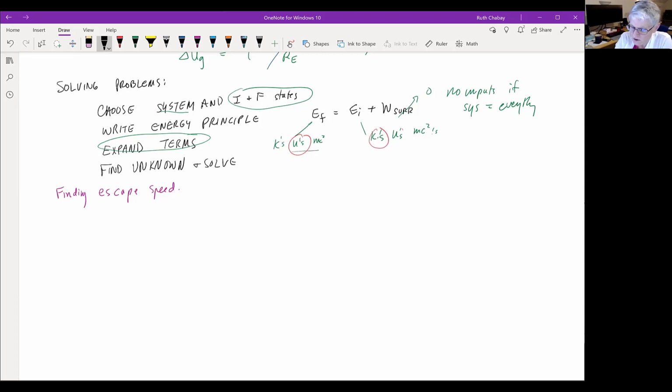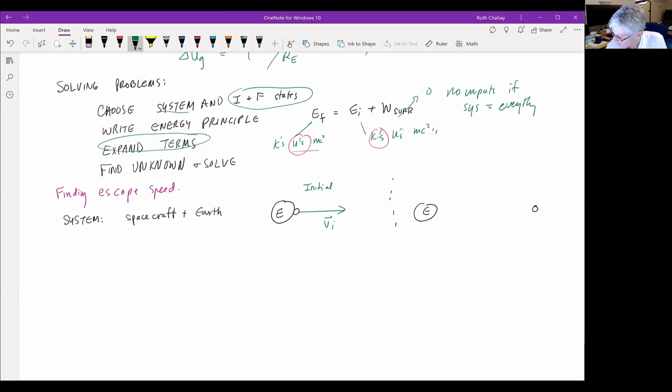So we choose a system, and that would be the spacecraft and the Earth. And for initial and final states, it's helpful to make a diagram. So here's the Earth, here is the spacecraft, here's its initial velocity. So this is the initial state. The final state: here's the Earth, here's the spacecraft, essentially at rest, and this distance is infinity. When it gets infinitely far away, it's at rest. So that's the definition of escape speed. That's the final state.